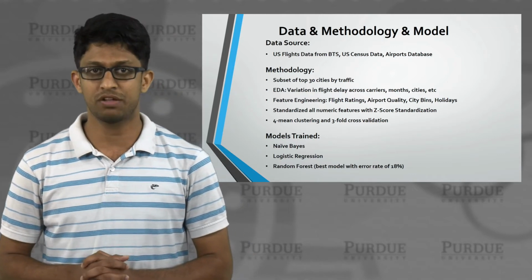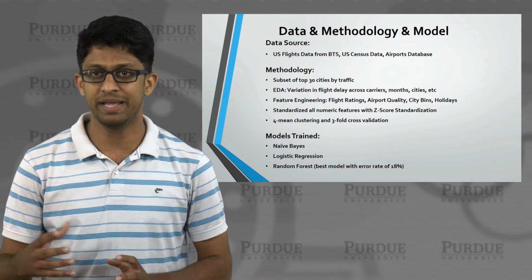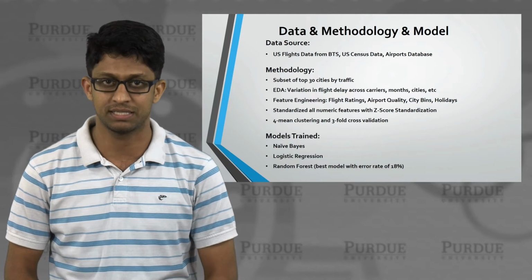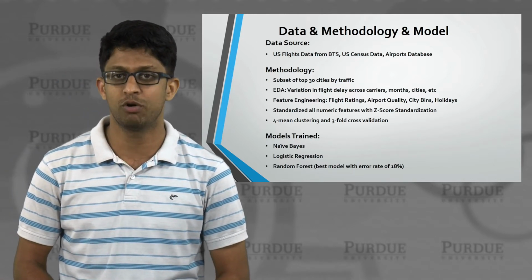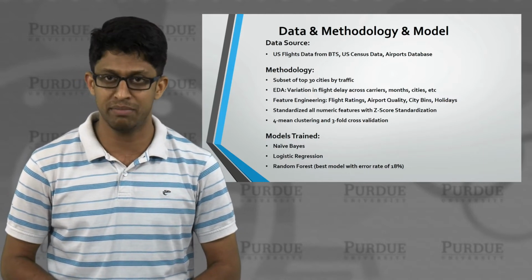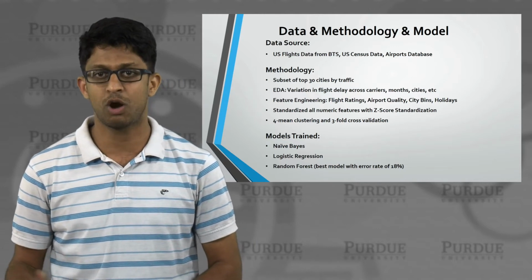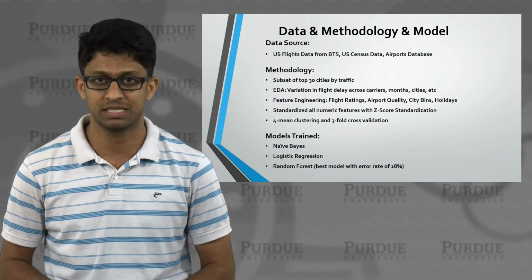So since we had a lot of numerical features and the magnitude of variation within these features were very high, we actually standardized all the numerical features using the Z-score standardization. And on top of that, since we had again a lot of numerical features, we did a four cluster using k-means. And the way we arrived at the number 4 was through our outputs of silhouette plot. And on top of that, we specified a 3-fold cross-validation method.